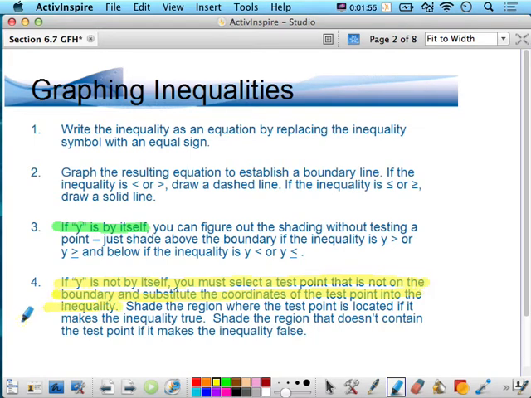Now, some instructors insist that you do every problem with a test point. To me, it doesn't seem worth it because it takes more time. And so part of the goal here is to make this a little faster for you. So if y is by itself, you can take that shortcut, and you can usually tell just by looking. But if y is not by itself, you have to choose a test point. A lot of people go wrong there, so make sure you don't make that mistake. If you're unsure, pick a test point anyway.